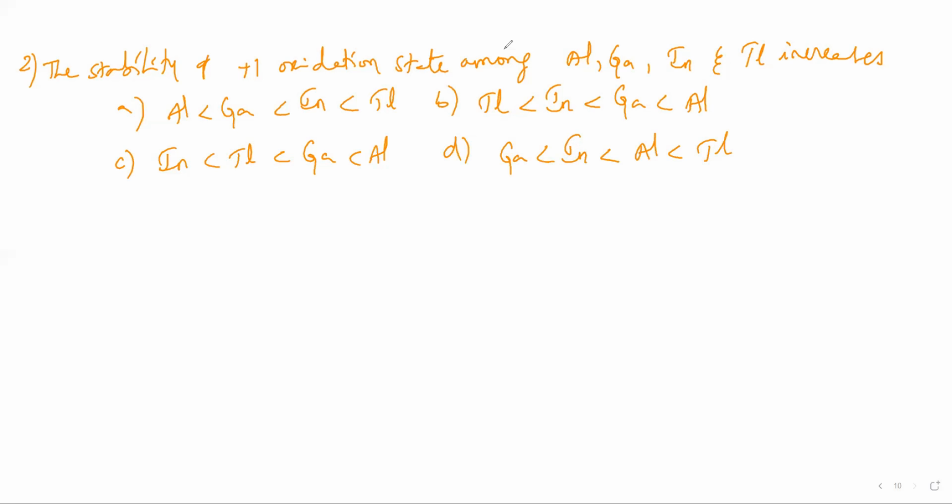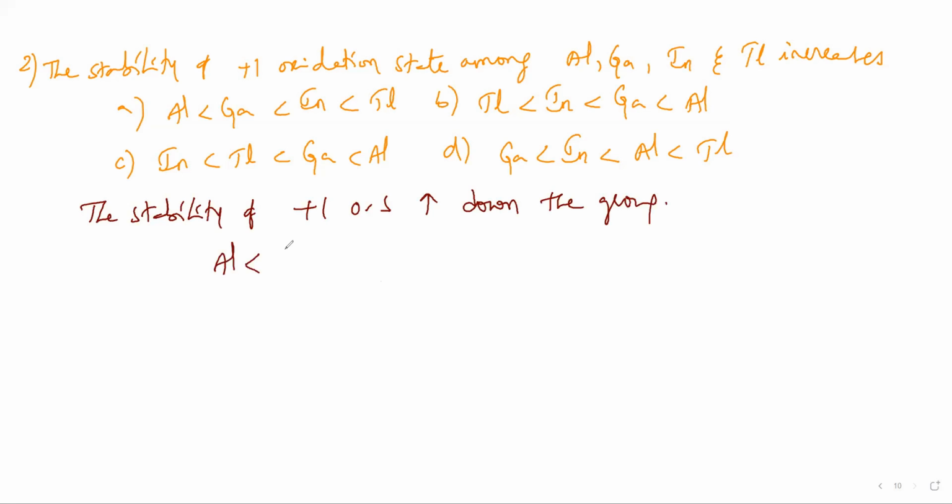So the generalization here: the stability of the +1 oxidation state increases down the group. Remember this statement. Down the group means aluminum, gallium, indium, thallium. Who is more stable in +1? Thallium. Least stable is aluminum. So aluminum is less than gallium, less than indium, less than thallium. This is the order, so this is the first option. Done. Then we move to the next question.